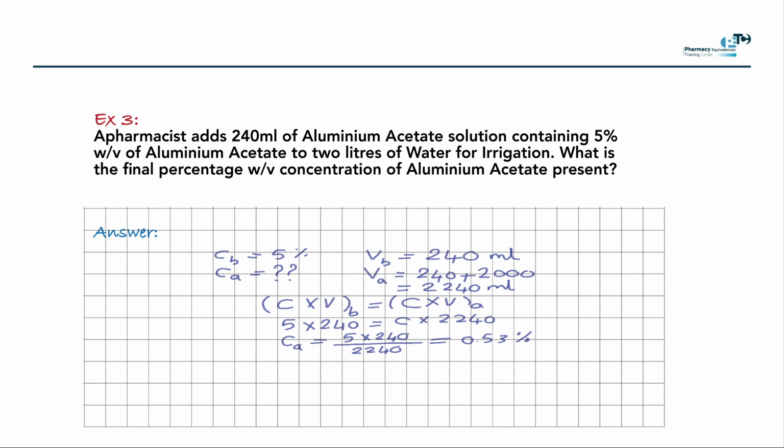The trick here is how to calculate or how to know the final volume. Then if we get the final volume, 2240 milli, complete the calculation in the same way as we learned before.